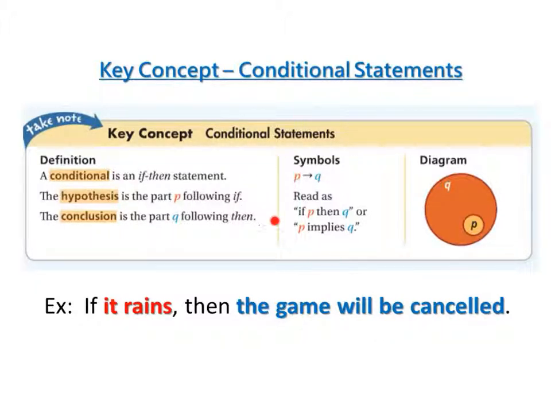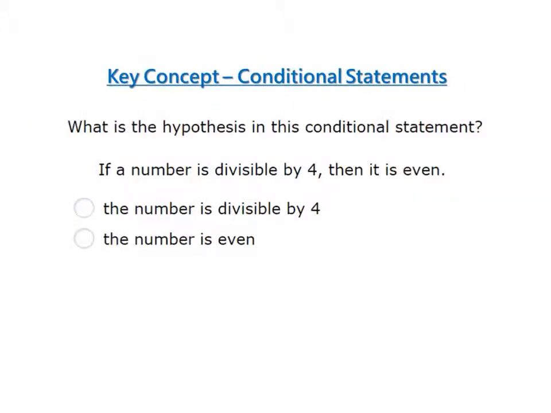Now, when you get into some more upper level maths, they use symbols, if P then Q, but we're not going to use that. And if you used a Venn diagram, there's Q and P is inside of it. That's all a conditional statement is, an if-then statement.